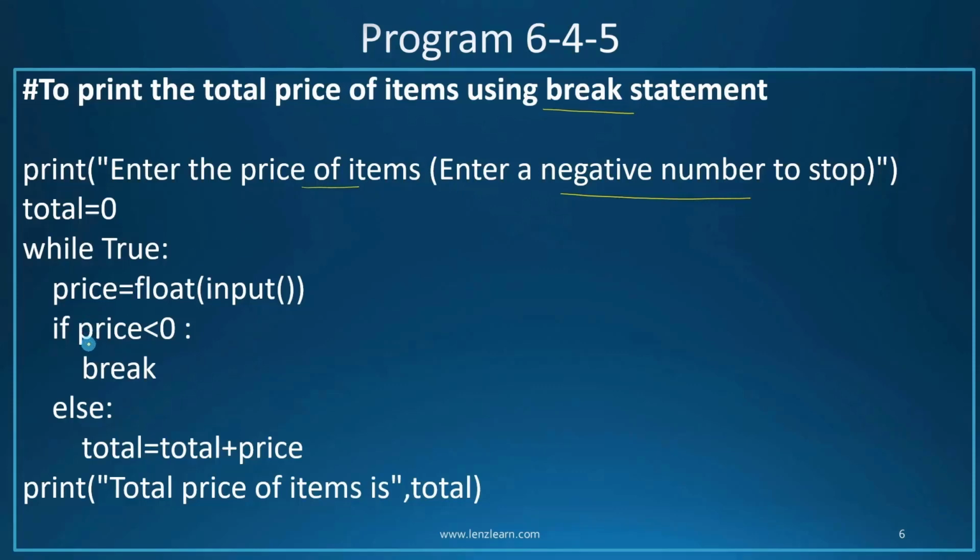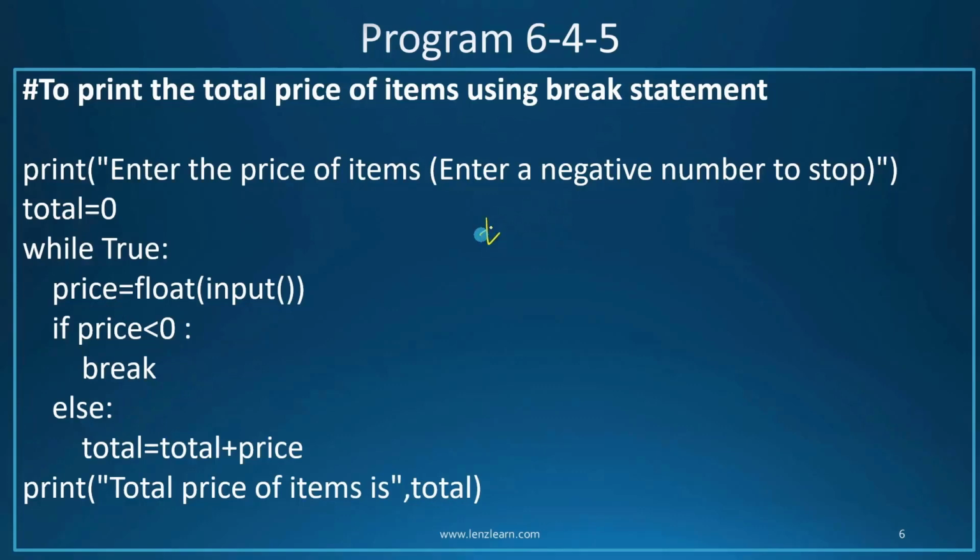Now you can see here, if price is less than 0, so when I enter the price as a negative number, for example minus 10, and this condition becomes true, the break statement written inside the if condition will be executed. Now the control will come out of the while loop to the last print statement, which is written outside of the while loop, and it will print the total price of items is total. That is the cumulative sum of all the prices that you have entered up till entering the negative number.